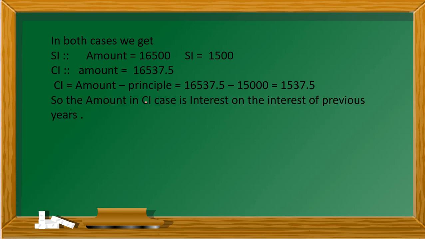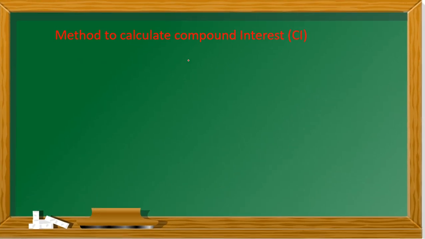So we can say the amount in compound interest case is interest on the interest of previous years, which is added to the principal, and we get the new principal and then interest is again calculated. So it is interest on interest. We have to remember the formulas: simple interest is P into R into T upon 100, and compound interest is amount minus principal. So let's revise how to calculate the compound interest.